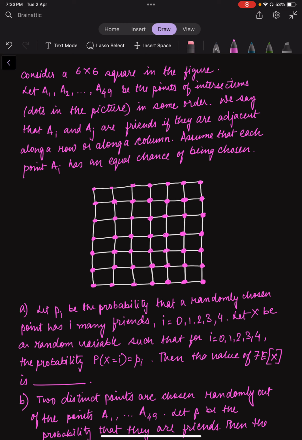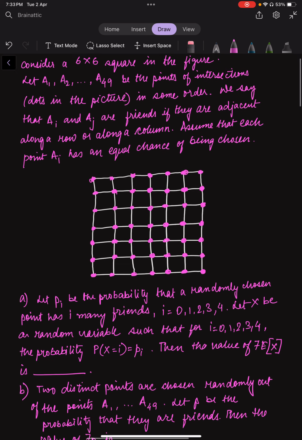Consider a 6 cross 6 square in the figure. Let A1, A2, all the way to A49 be the points of intersection, the dots in the picture. So basically, this is your A1, A2, A3, A4, A5, A6, like that, in some order; the order doesn't matter to us. We see that Ai and Aj are friends if they are adjacent along a row or along a column. Assume that each point Ai has an equal chance of being chosen.